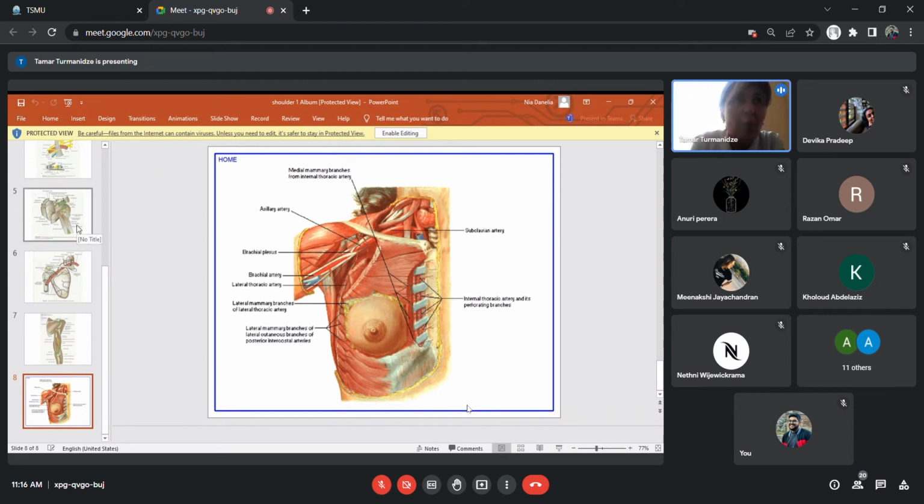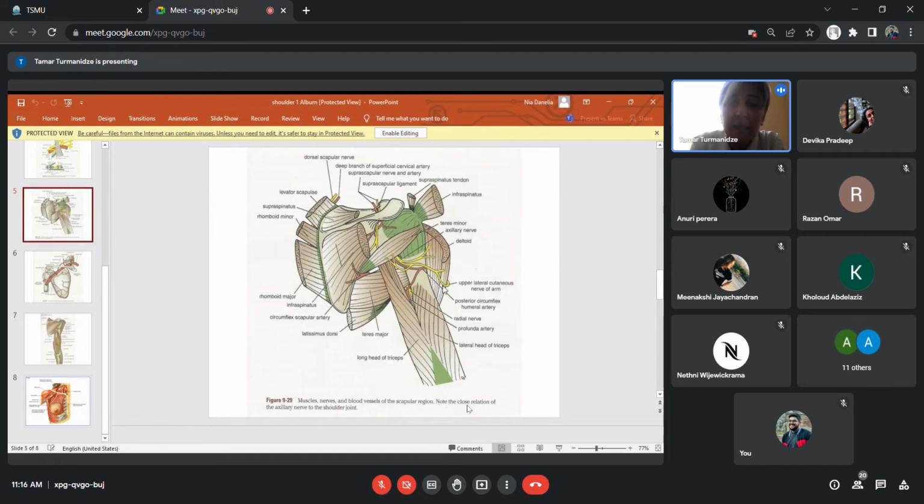In the posterior wall of the axilla, we have spaces: the triangular space and the quadrangular space. The circumflex scapular artery, a branch of the subscapular artery, passes in the triangular space, where it anastomoses with the suprascapular artery. In the quadrangular space, we have the axillary nerve and a branch of the third part of the axillary artery, the posterior circumflex humeral artery.